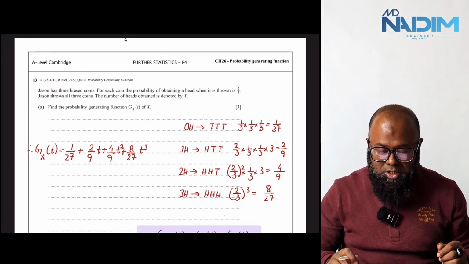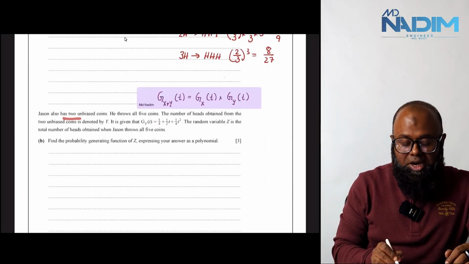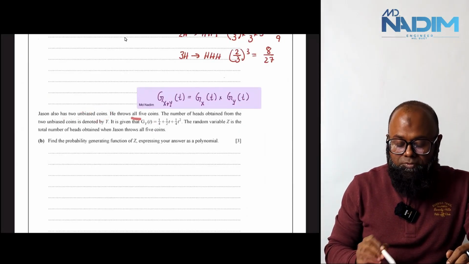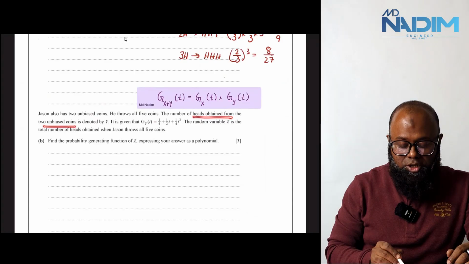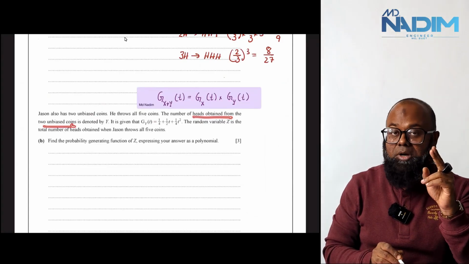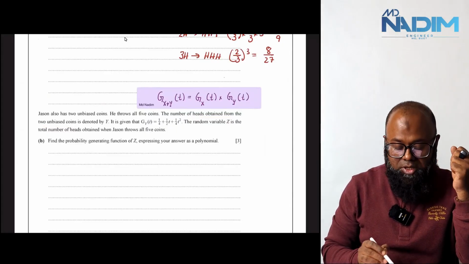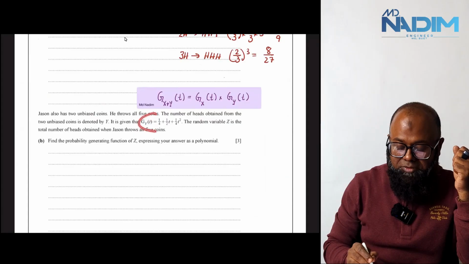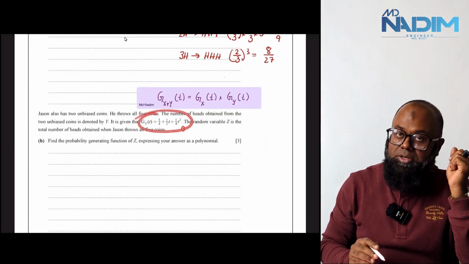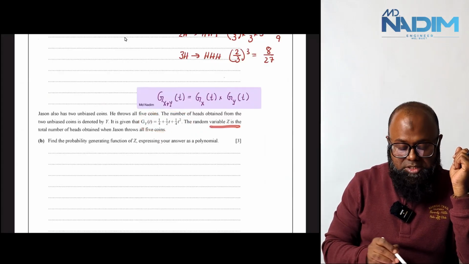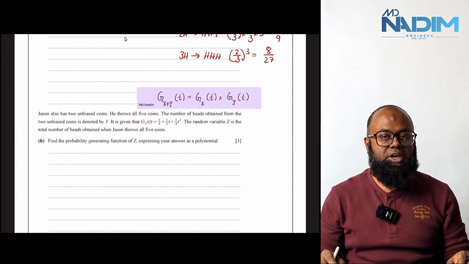Now let us move to the second part of the sum. Jason also has 2 unbiased coins. He throws all 5 coins. The number of heads obtained from the 2 unbiased coins is y. That means probability of head is half, probability of tail is also half. So the probability generating function for the next 2 coins is given. Now the random variable z is the total number of heads obtained when Jason throws all 5 coins together.